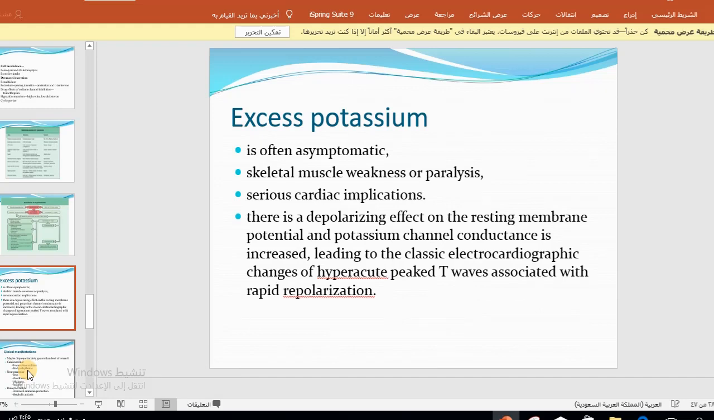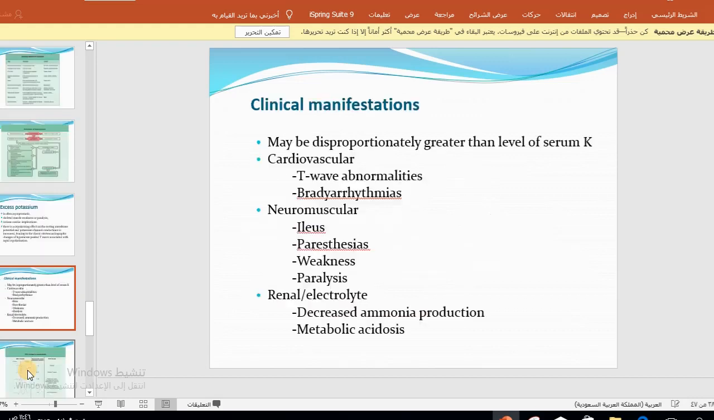Manifestation of hyperkalemia: it is usually asymptomatic, and this is the danger of hyperkalemia because it's a medical emergency and it can kill the patient without any symptoms, so it can cause sudden death. So having no symptoms in the presence of hyperkalemia is not reassuring. Skeletal muscle weakness or paralysis can happen, and serious cardiac complications can happen. There is a depolarization effect on the resting membrane potential and potassium channel conductance is increased, leading to classical ECG changes of hyperacute, peaked and tented T wave, different from the ischemic one, and this is associated with rapid repolarization.